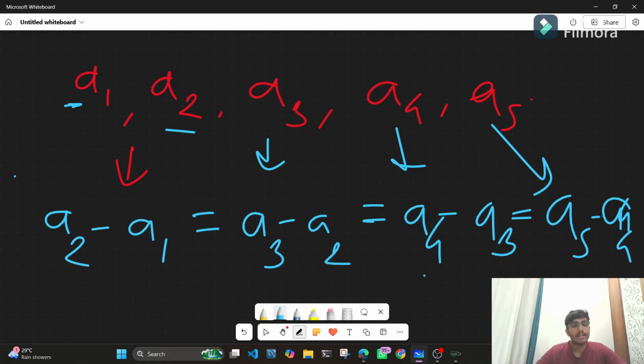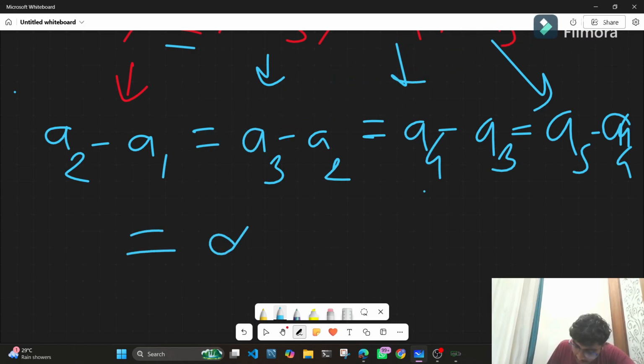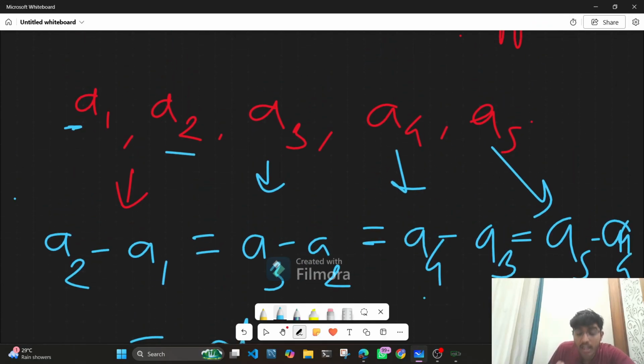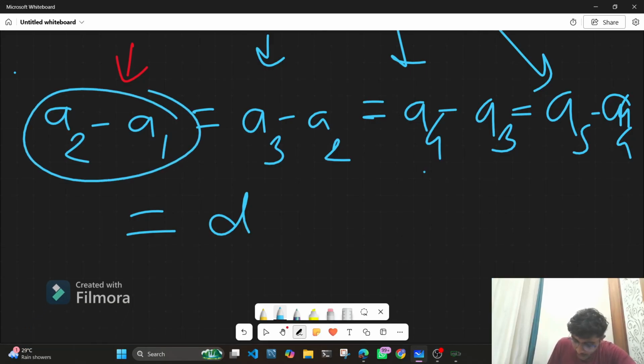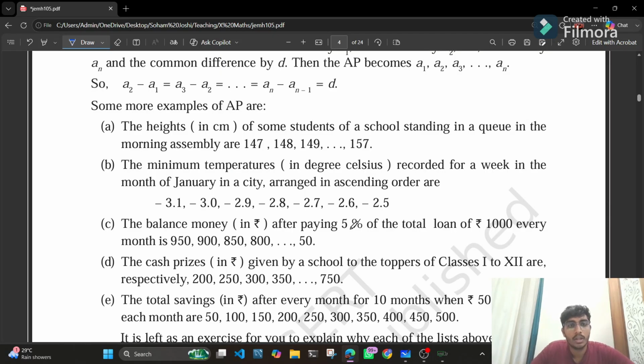And the common difference is the difference between the next term and the preceding term, or a term and its preceding term. Okay, so this is known as common difference, and we can write it as D. If we have any two consecutive terms from the list, we can calculate the common difference easily. We just need to have A2, A1 or A3, A2 or A4, A3 or A5, A4. Any of them works. Okay, cool.